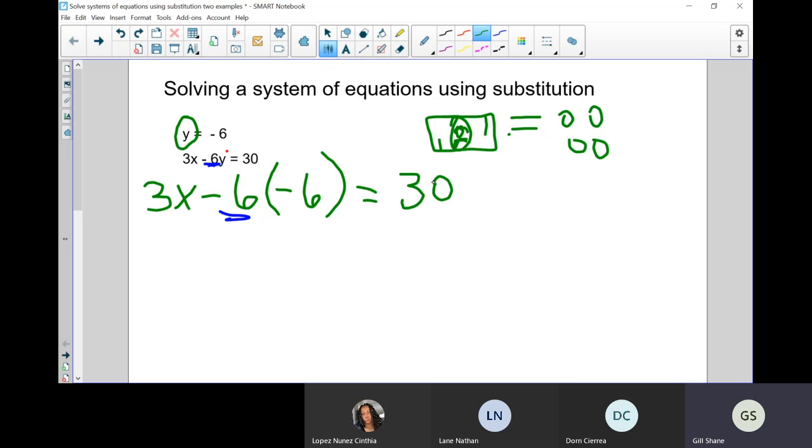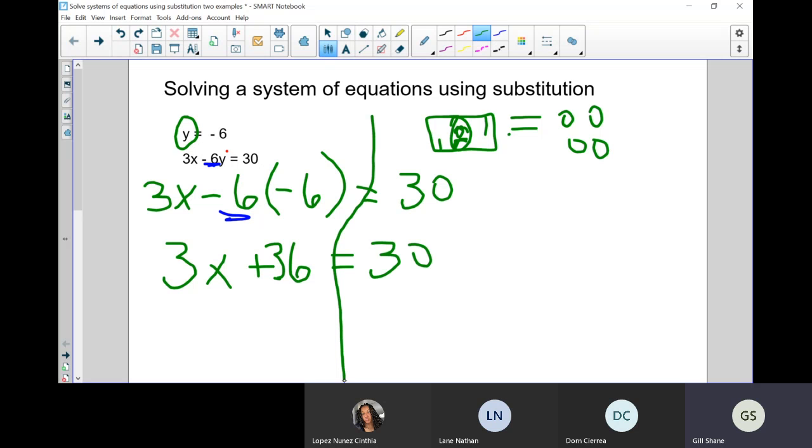Now I just do the math, come up with 3x, and -6 times -6 is positive 36. That equals 30. I could draw my little line showing the middle of the equation. Now I need to get x all by itself. To do that, I have to get rid of the 36. If I do it on one side, I have to do it on the other side. That gives me 3x on this side, because that all cancels out, equals -6.